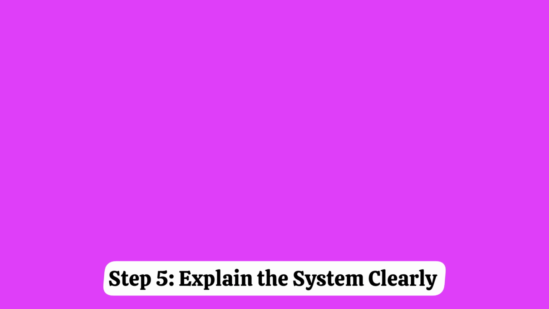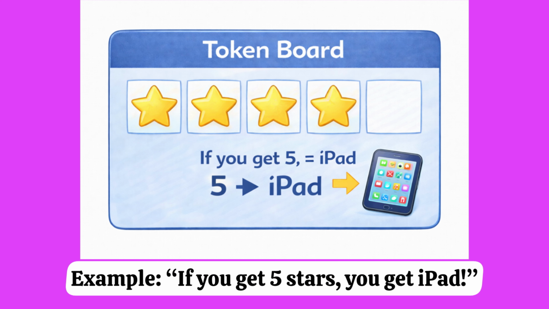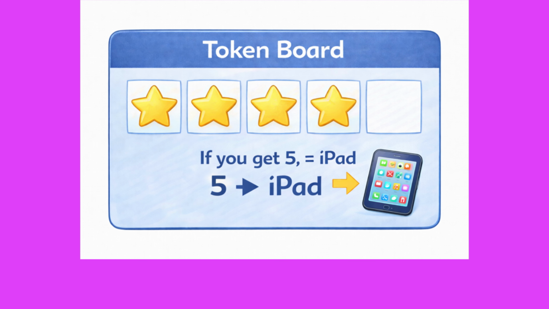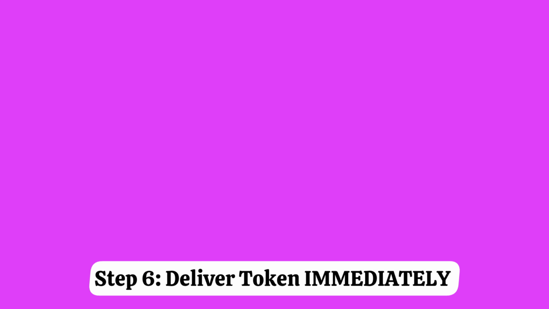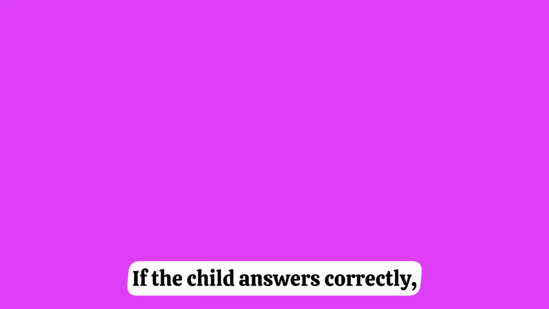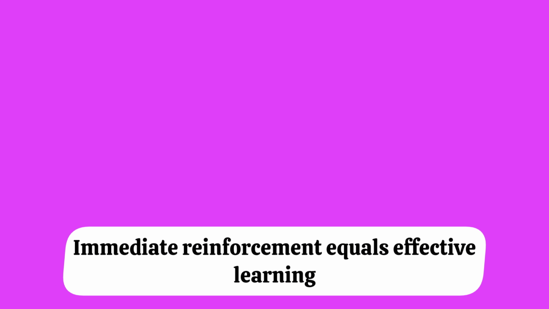Step 5. Explain the system clearly. Use simple language. Example: if you get 5 stars, you get iPad. Make it clear and predictable. Step 6. Deliver token immediately. If the child answers correctly, give token right away and then praise. Great answering! Immediate reinforcement equals effective learning.